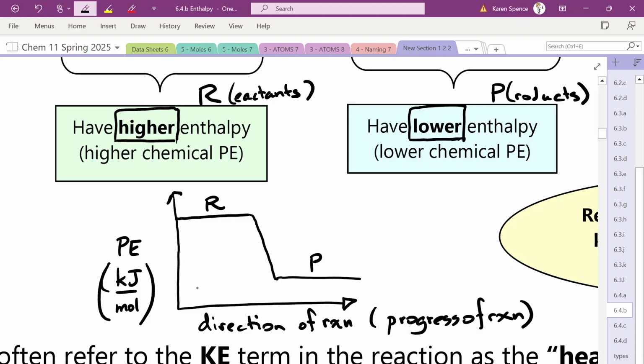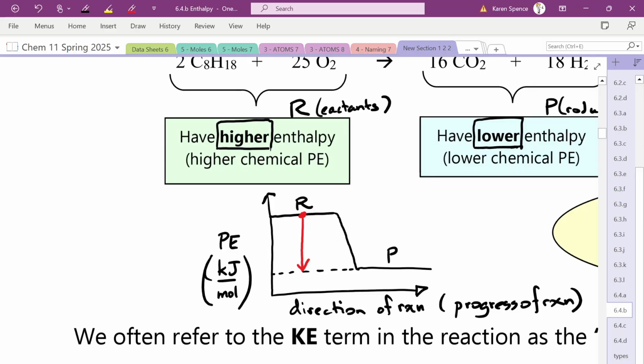Now what we're going to do is we're going to look and we're going to say, in our graph, if I draw a dashed line there, and I start at the reactants, and I finish at the products, your arrow should start at the reactants and finish at the products.